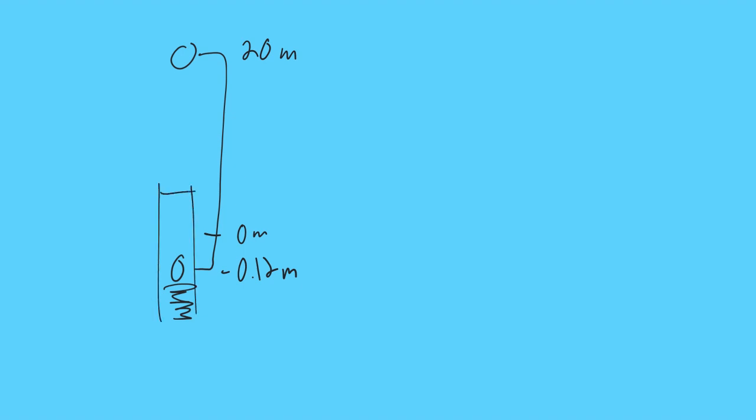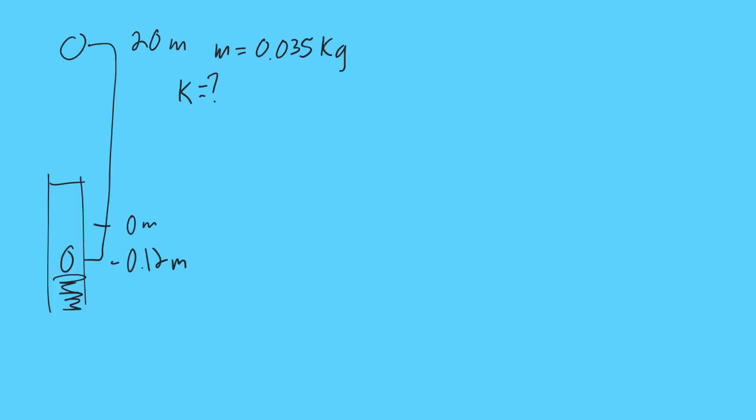Okay. We also know that the mass of our projectile is 0.035 kilograms. I've converted it for you. And so now what we want to do is figure out what the constant k of our spring is. Okay, so we started this. Let's move this over to the side. All right, so now we can start to write out our work.